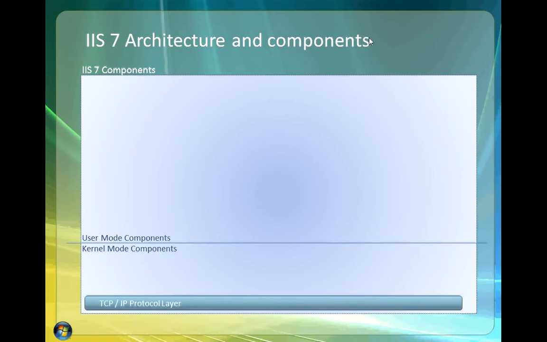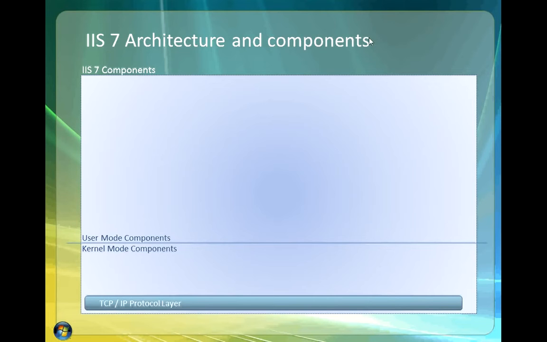Basically, these components are divided into two big groups. There is one group of components that is in the kernel mode of the OS, or built into the Windows operating system. This comes with every Windows operating system starting from Windows 2003 onwards, so you can find them in Windows 2008, 2008 R2, and Windows 7. And then there are the user mode components, which are incarnated in services and processes, which you can see in the task manager.